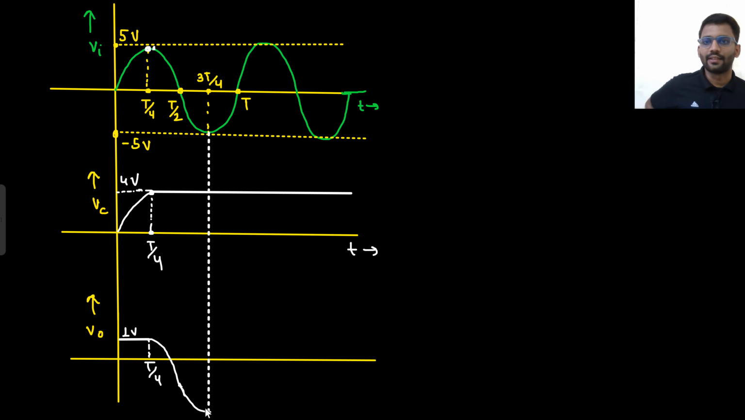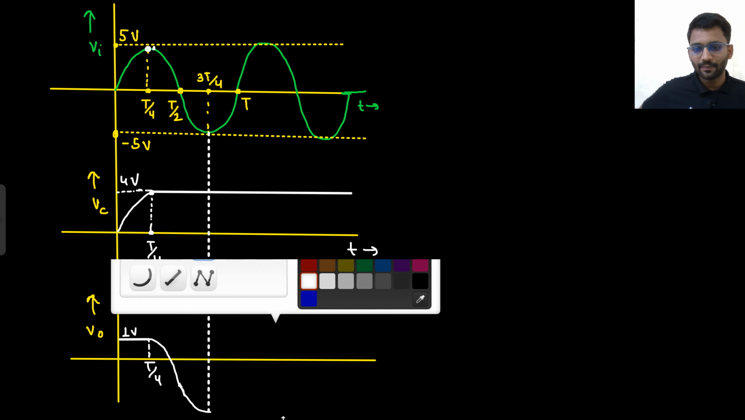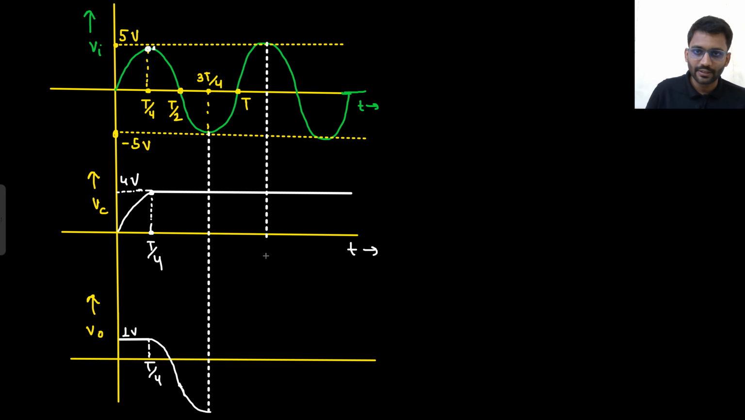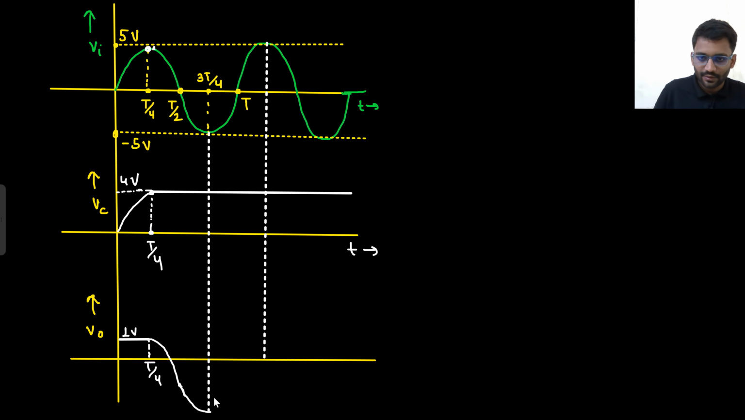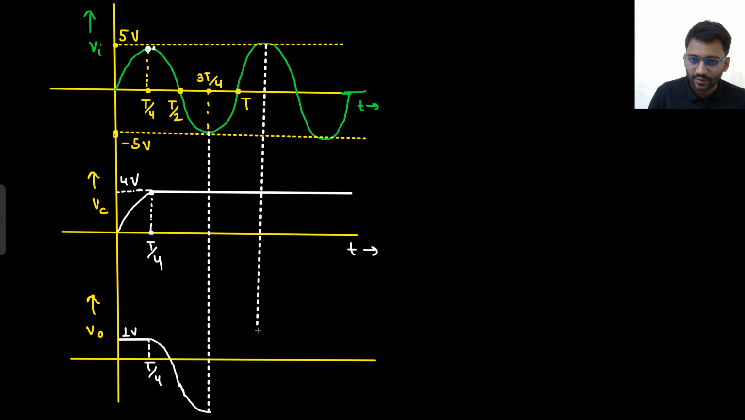This voltage is minus 9. And when it is plus 5, the output will go till 1 volt, because when it is plus 5, the output will be 1 volt. Till this point I should make it.